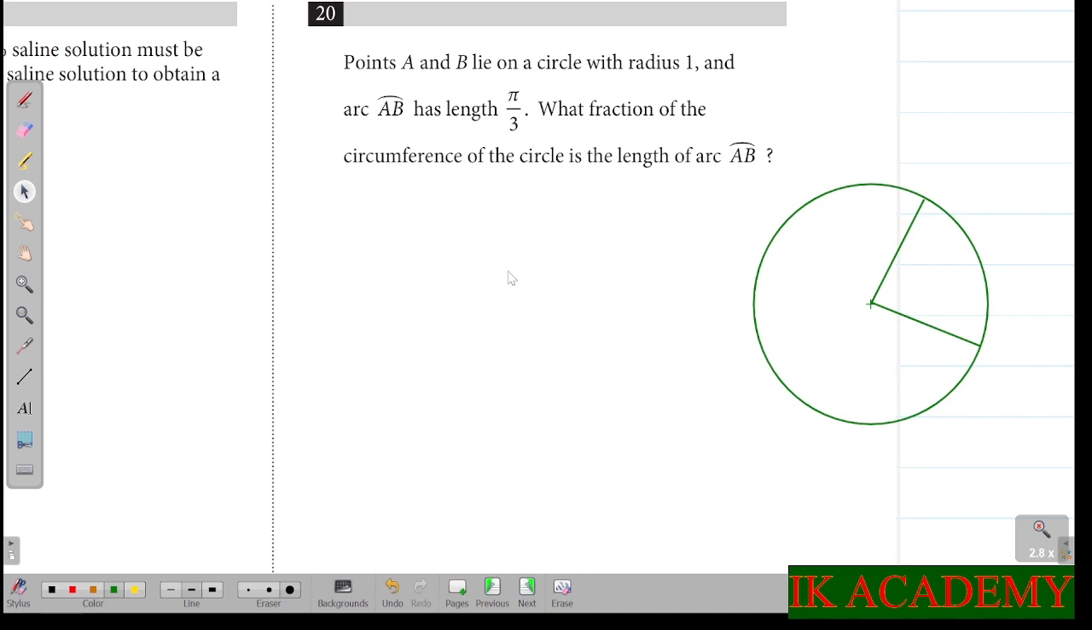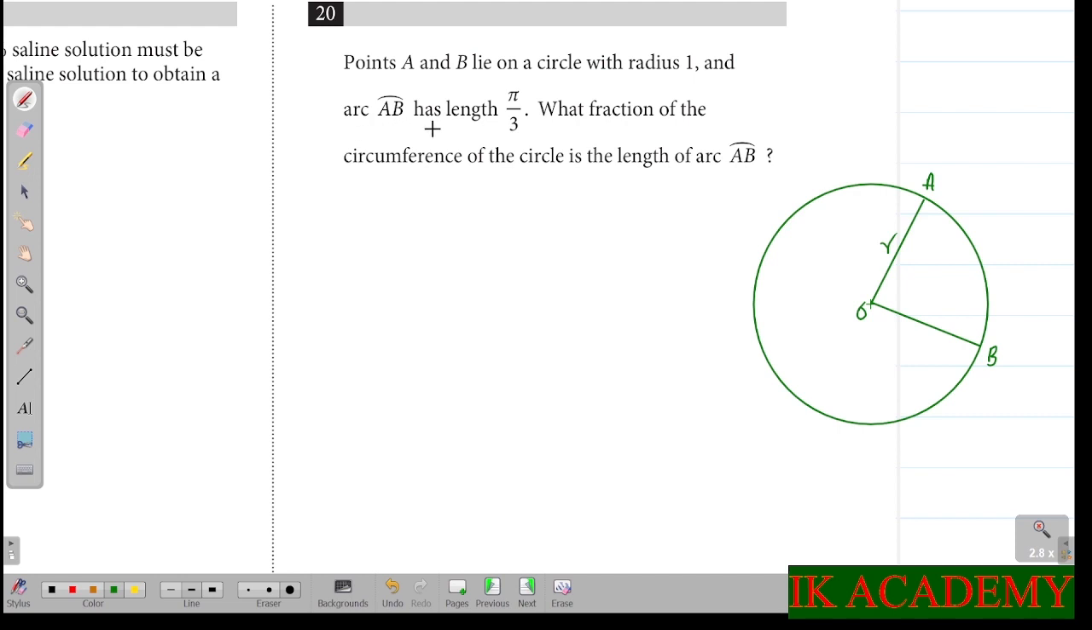So guys, our next question is question number 20, which says points A and B lie on a circle with radius 1. So I have drawn here a circle. Let's say this is the point A and here the point B lies on a circle with radius 1. The length from the center of the circle to A and to B is 1, which is the radius. Let me say R is the radius.